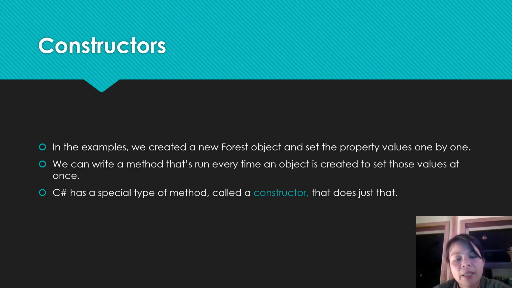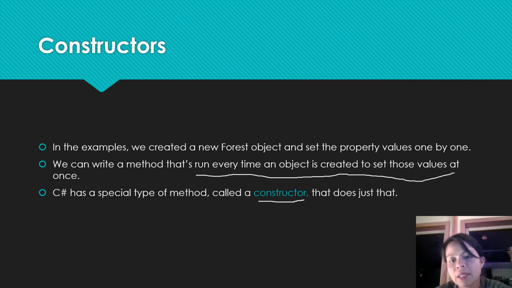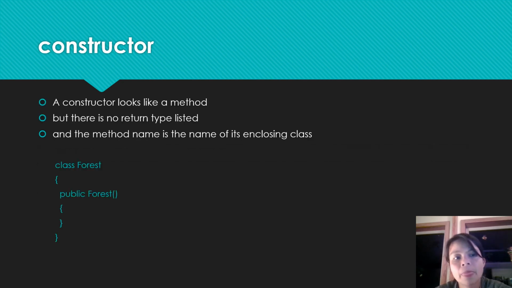So in the examples, we created a new Forest object and set the property values one by one, right? You can write a method that's run every time an object is created to set those values at once. C# has a special type of method called a constructor that does that. It runs every time an object is created to set those values at once. A constructor looks like a method, but there's no return type listed, and the method name is the name of its enclosing class.